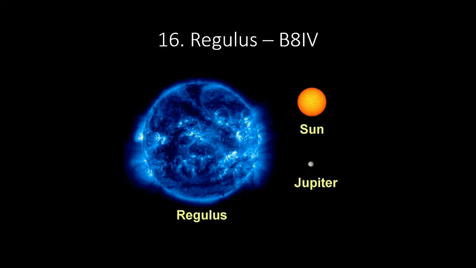All right, now we've got something a little bit interesting. Regulus, a B8 Roman numeral 4. So Roman numeral 4 is a little weird. Not many stars fall into this category. So think about how that is different between Roman numeral 5 and Roman numeral 3.